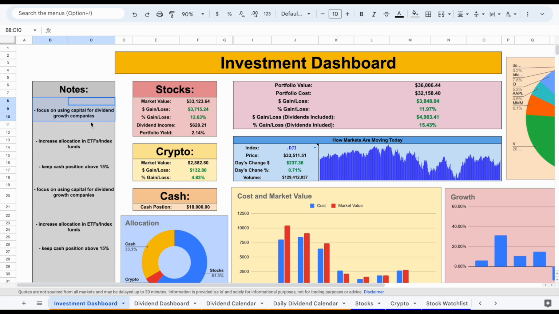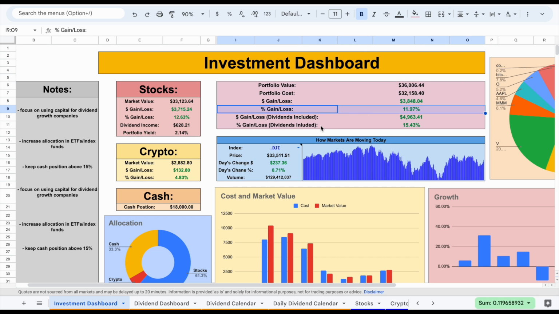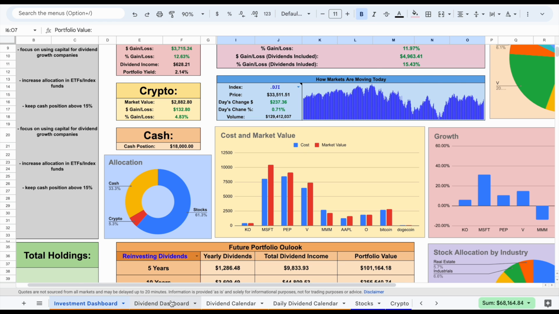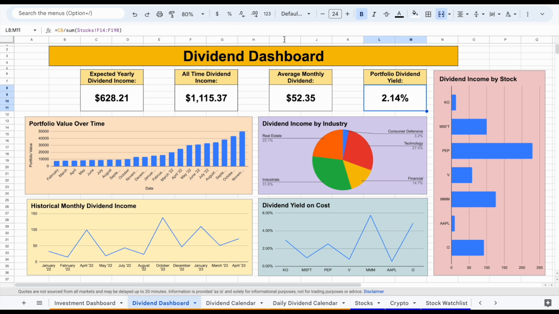We have some notes right here, and then of course we have a breakdown with our stocks, a breakdown with our crypto. We can see our cash position, and then we have our overall outlook right here. As you can see, we have our gain loss with dividends included, portfolio value, and portfolio costs. So a lot of really important metrics here on our investment dashboard. But when we jump over to our dividend dashboard, it's going to give us more of a breakdown of what our overall dividend scenario looks like.